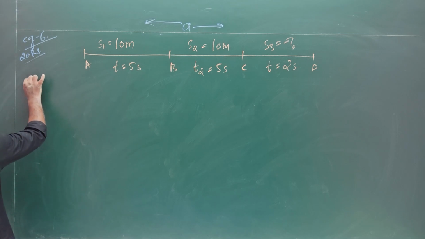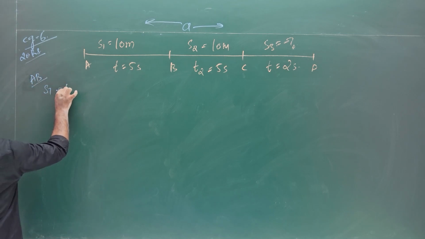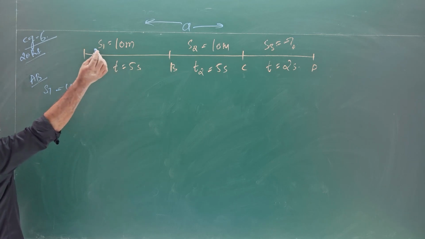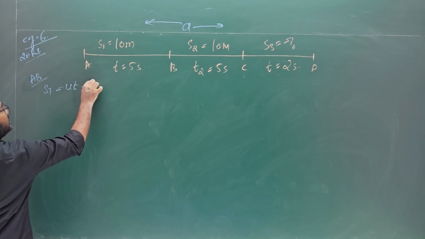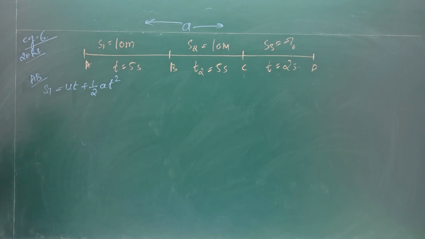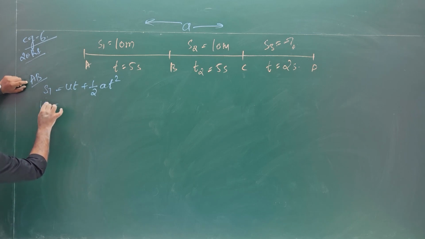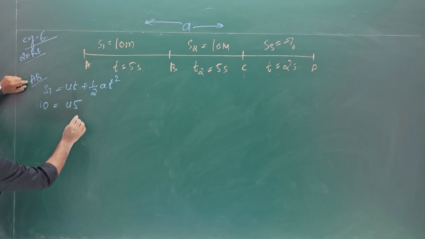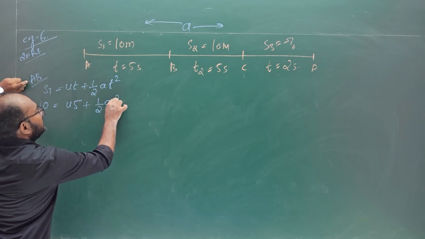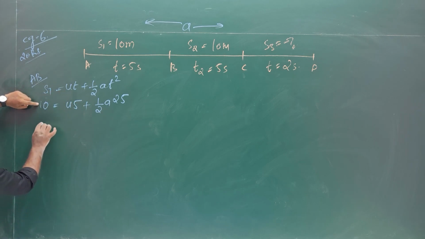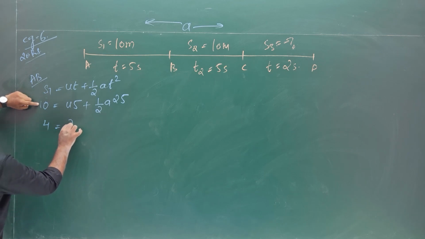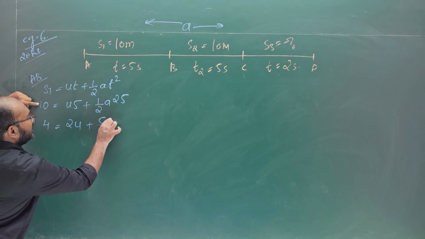Now, for AB, S1 is equal to U1. U remains the same for the whole journey. Why? Because A is constant. So let's write U T plus half A T square. Do you have the values? Let us substitute that. S1 is 10, U we don't know, time 5, plus half of A T square, that is 25. Or can I take 5 as common? By taking 5 as common, this becomes 4 is equal to 2U plus 5A.